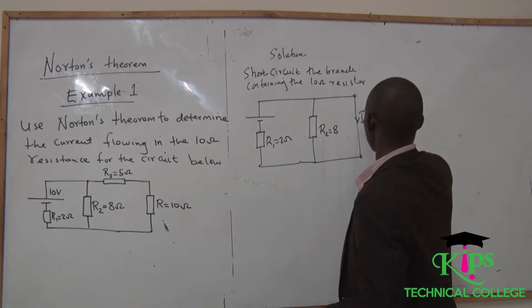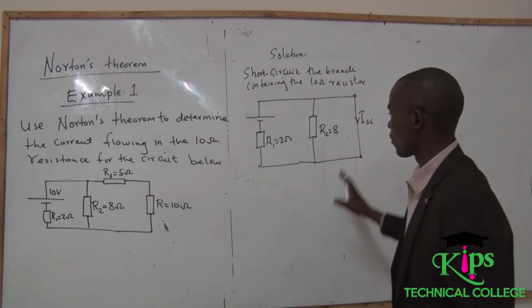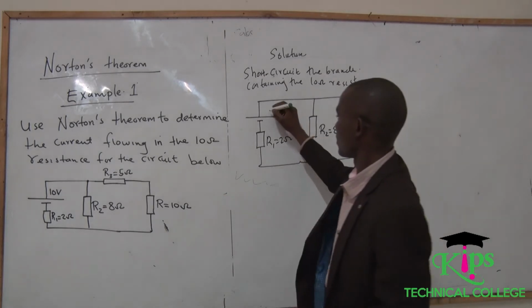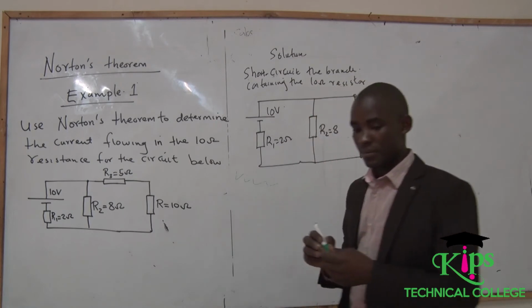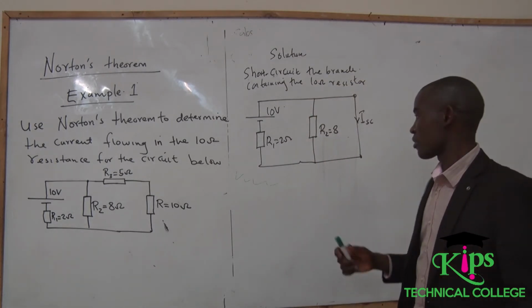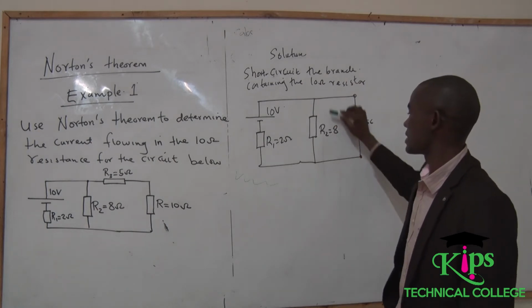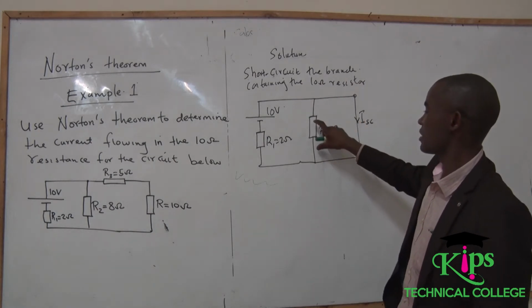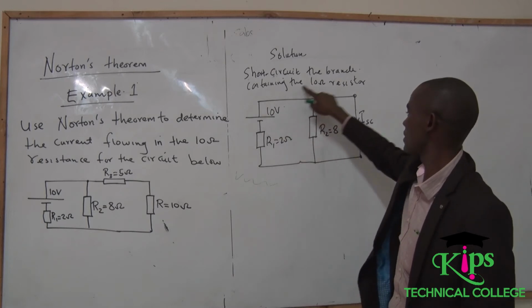This is what we are calling the short circuit current. So the whole of this branch has been removed. And once that happens, remember, when you short circuit, it means you bypass. So basically you are bypassing this resistor. So current will avoid this branch. So current will just take this circuit.